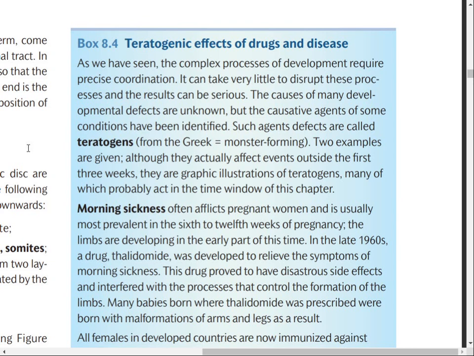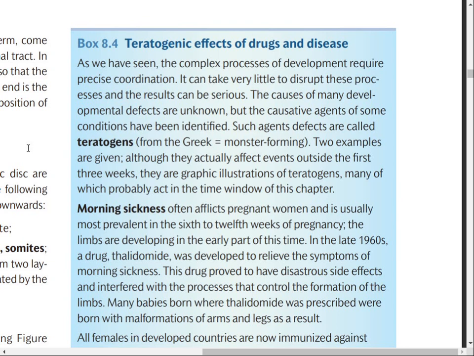Two examples are given, although they actually affect events outside the first 3 weeks. They are graphic illustrations of teratogenicity, many of which probably act in the time window of this chapter. Morning sickness often affects pregnant women and is usually most prevalent in the 6th to 8th weeks of pregnancy. The limbs are developing in the early part of this time.